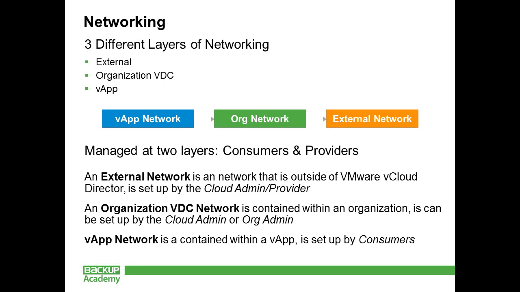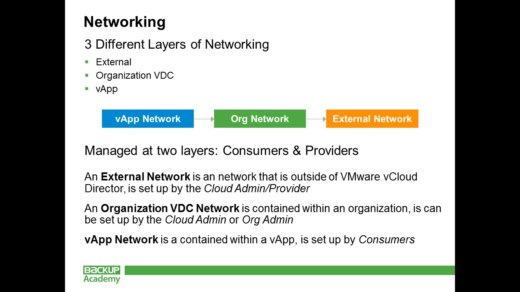A VApp network, as I mentioned, is created by users or consumers of the cloud, and these are contained within the VApp container. The key purpose of a VApp network is to connect multiple VMs together and allow them to communicate with each other or communicate to VMs in other VApps via the organization network.